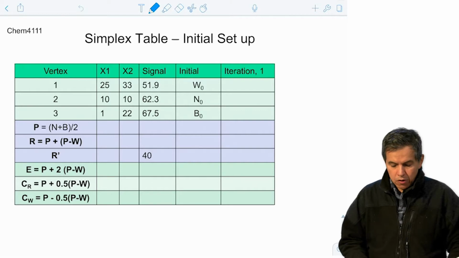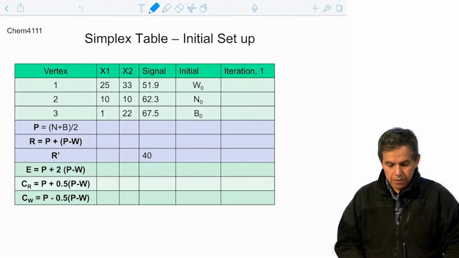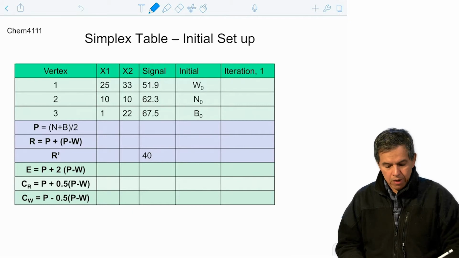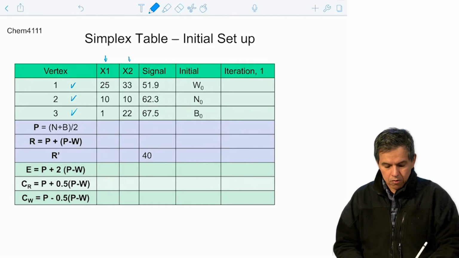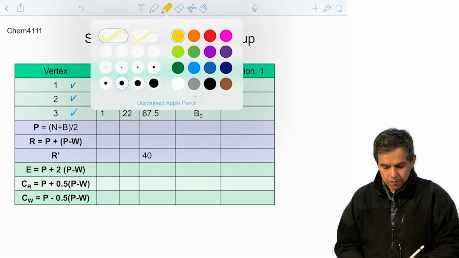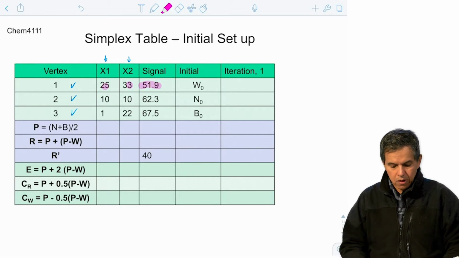For example, we can use an Excel table to illustrate how to use Simplex. So in this table we have the initial setup for the Simplex method. We have the 3 initial measurements, 1, 2, and 3. The 2 parameters that were mentioned, which are the drops of the 2 reagents, reagent 1 and reagent 2. And for each of these ones, we are going to have a signal that was measured.